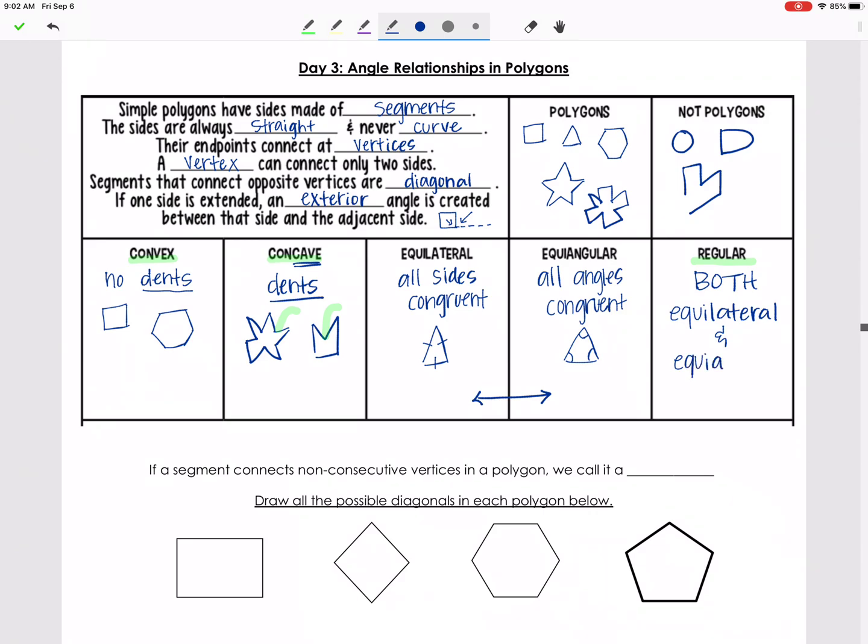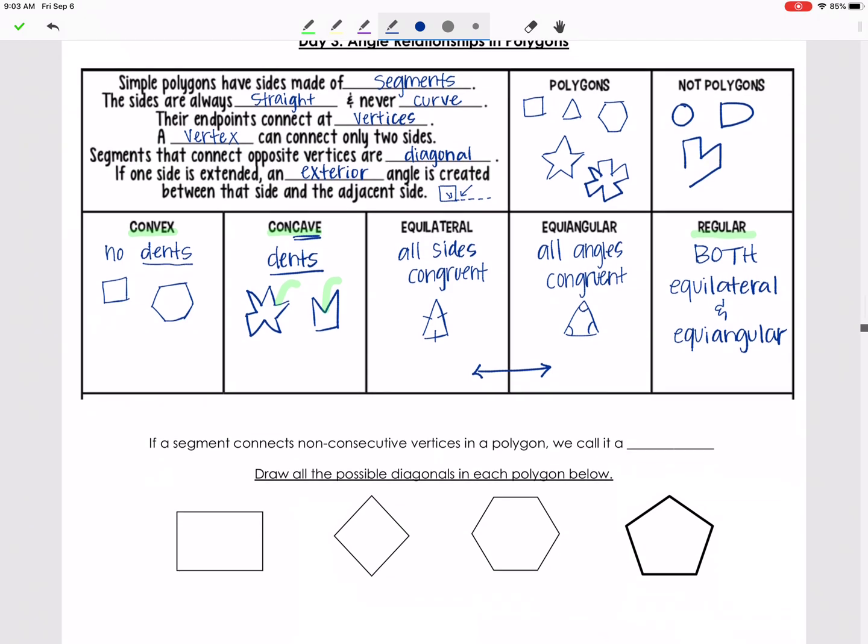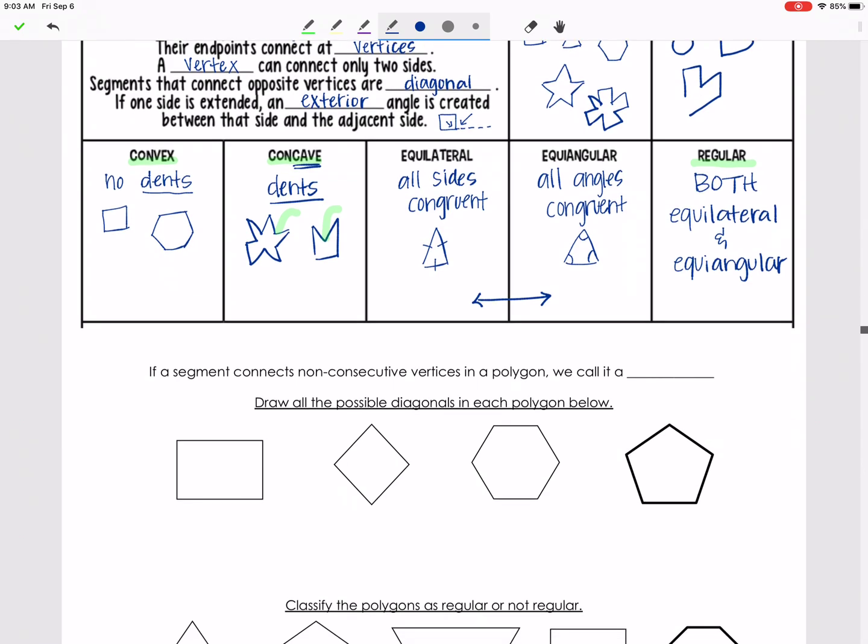And hopefully we remember that term from Unit 2 when we talked about building the regular hexagon. So all sides should be the same. All angles should also be the same. Okay? All right, so let's talk a little bit more about the diagonal. Remember, if we have a segment that connects non-consecutive vertices, we call that segment a diagonal. By non-consecutive, we just mean not in order.